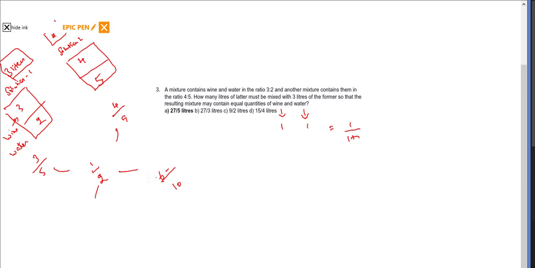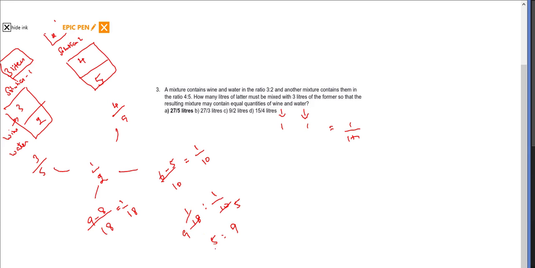This is 6 minus 5, which is equal to 1 by 10, and this is 8. This is 9 minus 8, which is equal to 1 by 18. So this is my ratio: 1 by 18 is to 1 by 10. If I have to simplify, this would be 5 is to 9. So this is what I'm getting here.